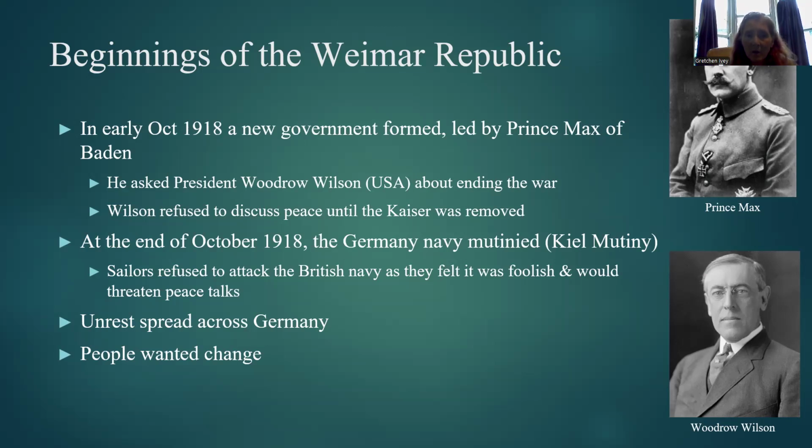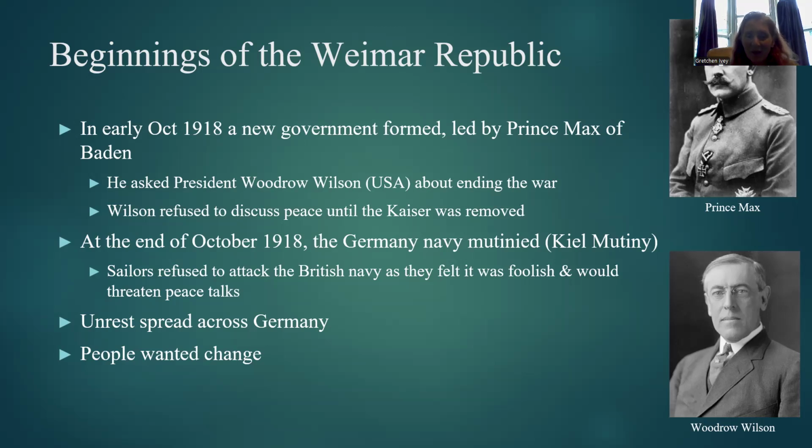In early October 1918, a new government formed, and this was led by Prince Max of Baden. He asked Woodrow Wilson from the US, who was president at the time, about ending the war. Wilson said no. He refused, and he said there would be no peace talks until Kaiser Wilhelm was removed. So that put them in quite a difficult situation because the Kaiser was not going to go willingly.